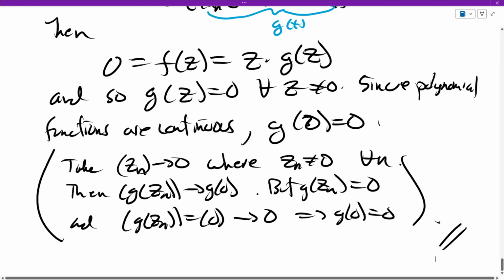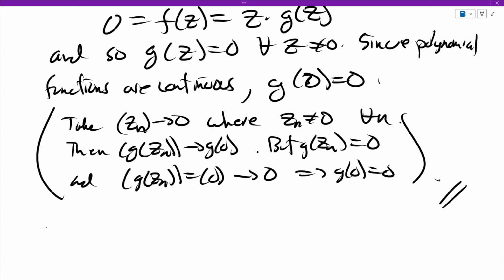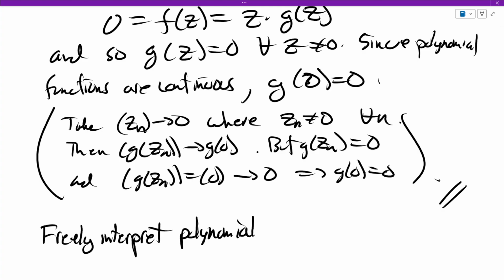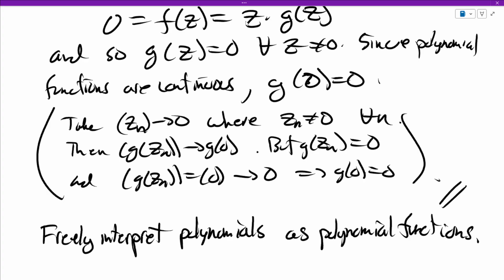But what this proposition allows us to do is freely interpret polynomials as polynomial functions and conversely. So we're going to go back and forth between the two as if they're the same thing, but we have to be careful that they're not in general the same thing. All right.